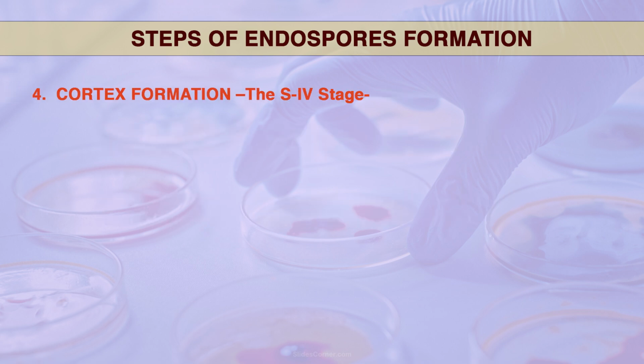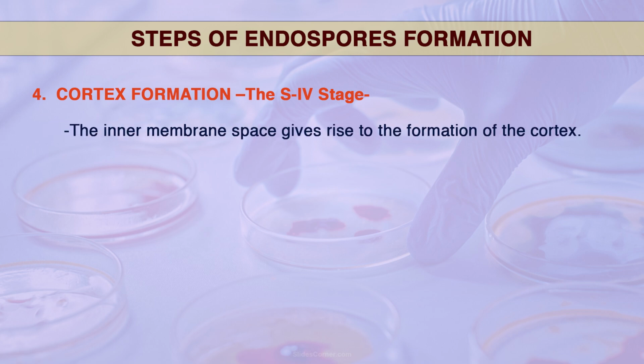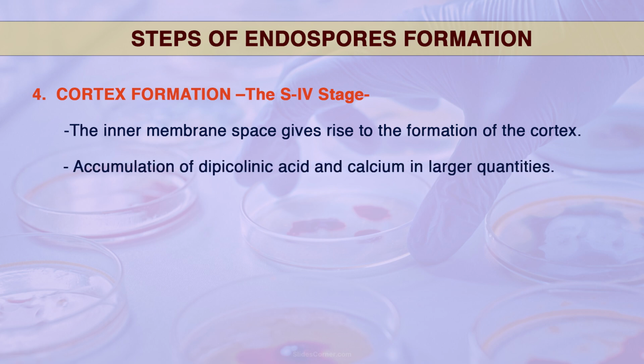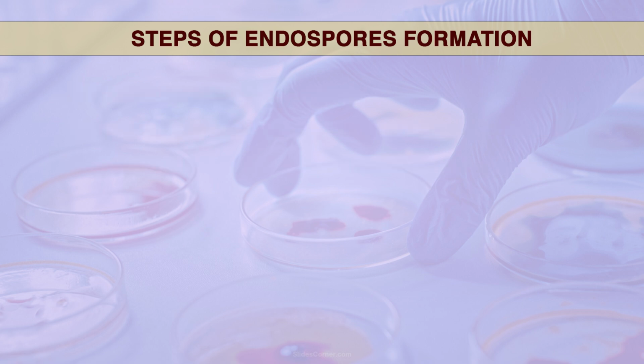In stage 4, that is cortex formation, the cortex formation takes place. The inner membrane space gives rise to the formation of the cortex. Here there is accumulation of dipicolinic acid and calcium in larger quantities.